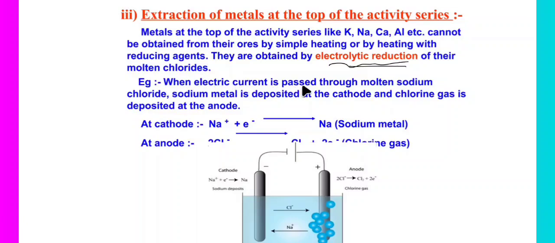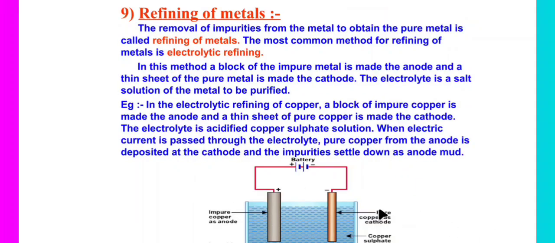So when electric current is passed through molten sodium chloride, sodium metal is deposited at the cathode and chlorine gas is deposited at the anode. You can see in the picture itself. Okay, after the concentration of ore, refining will be there. So what is refining? Refining is the process of removing impurities from metals to obtain pure metal. And the most common method of refining of metals is electrolytic refining.